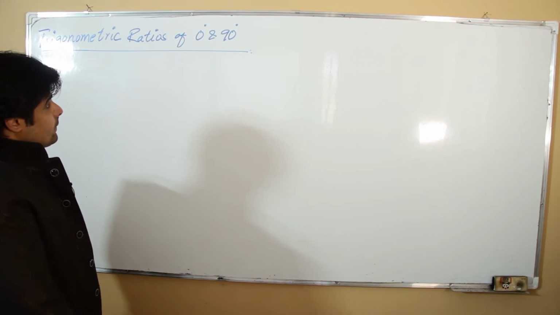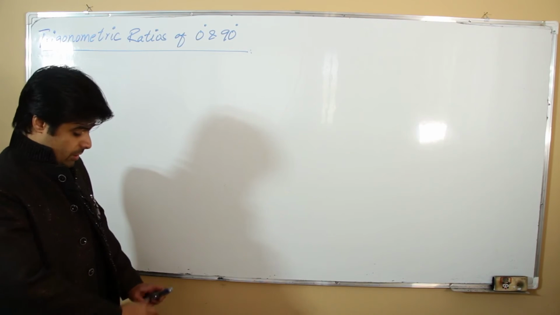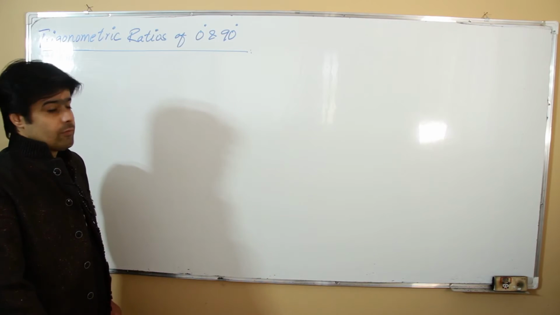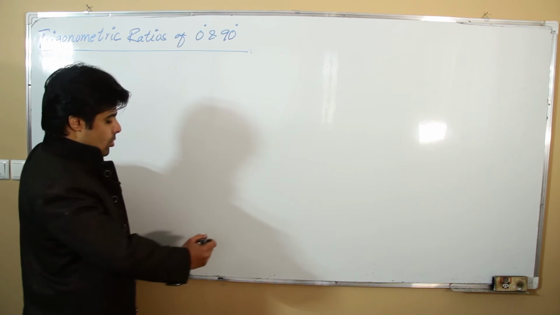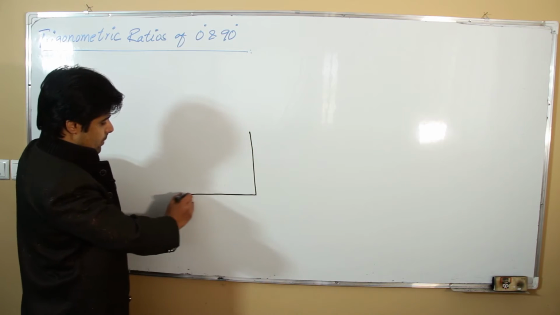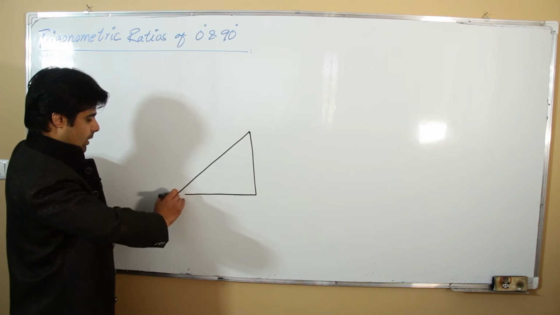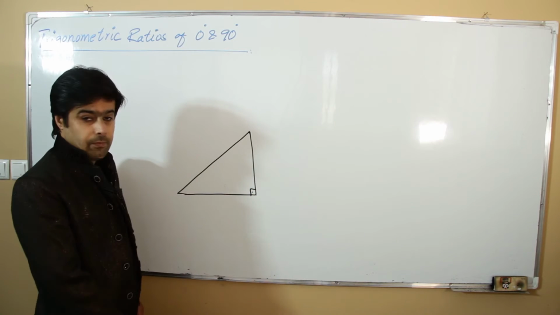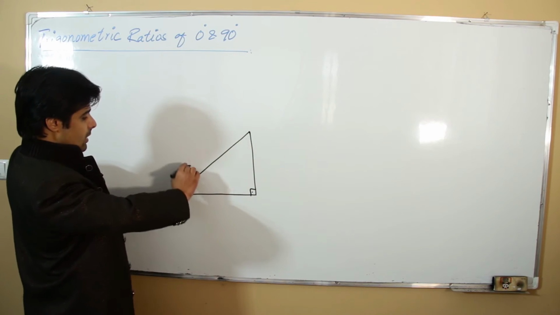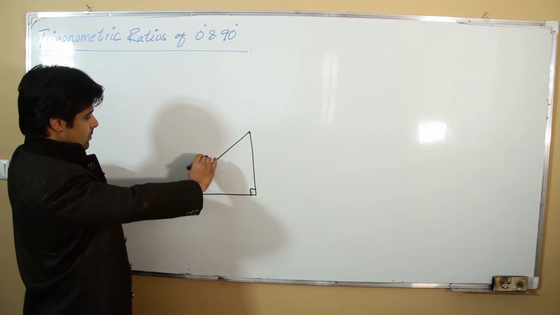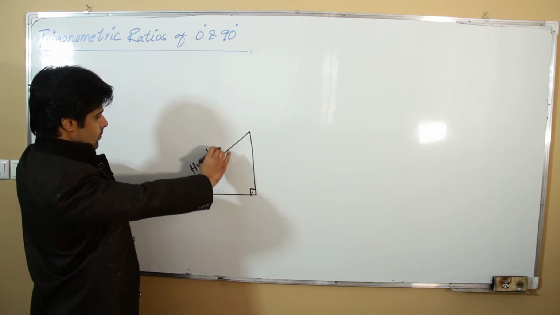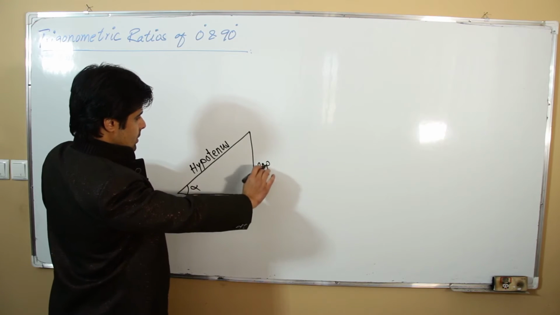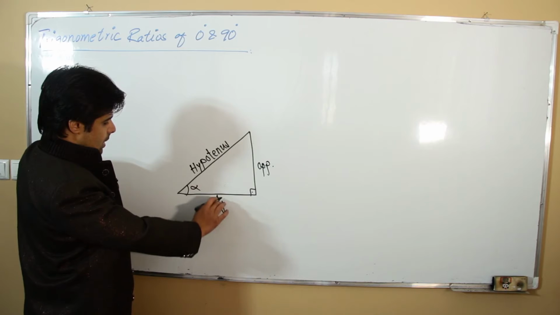Trigonometric ratios of 0 degrees and 90 degrees. If you want to define the trigonometric ratios of 0 degrees and 90 degrees, you are not able to define these 2 angles in a right triangle. Why? Because a right triangle should have 90. And we have a hypotenuse. And for this alpha, this is your opposite side, and this is your adjacent.